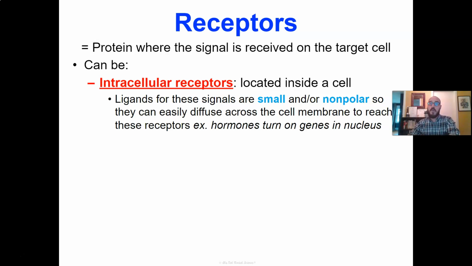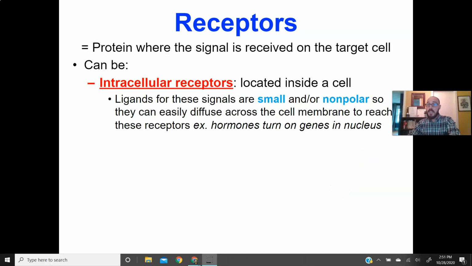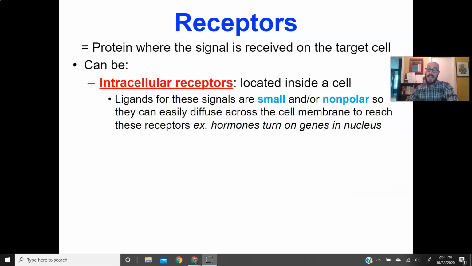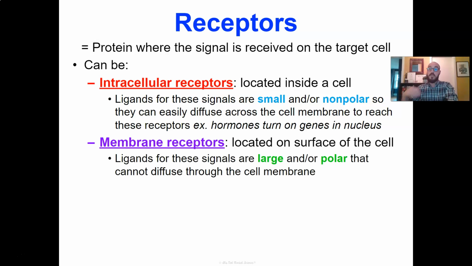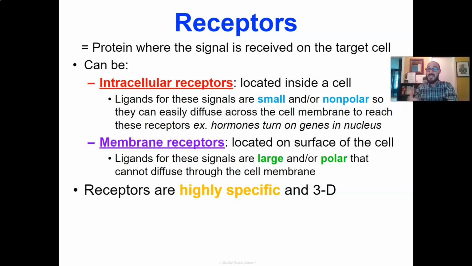These tend to be really small things, and generally they are hormones. Hormones a lot of times act inside the cell. They're able to get through our cell membrane and start turning on genes. Another kind, if we have intracellular, is the ones that operate outside the cell. These are receptors that hang out on our membranes. They're located on the surface of the cell, and these tend to be large and polar, so that means they have a charge, so it's difficult for them to get through our cell membrane.